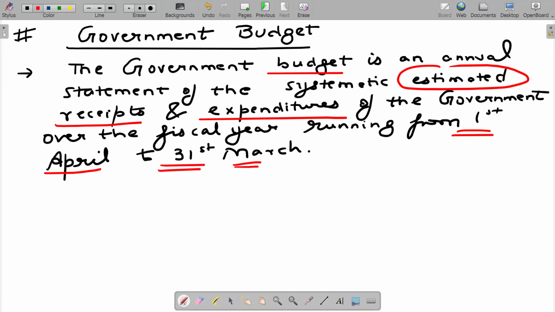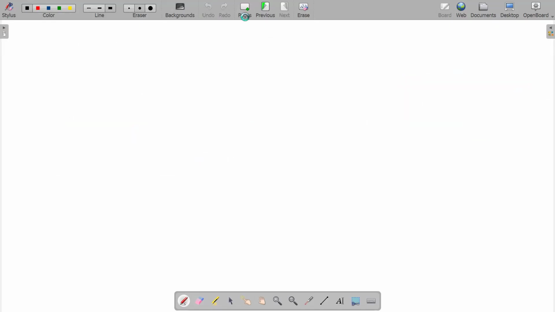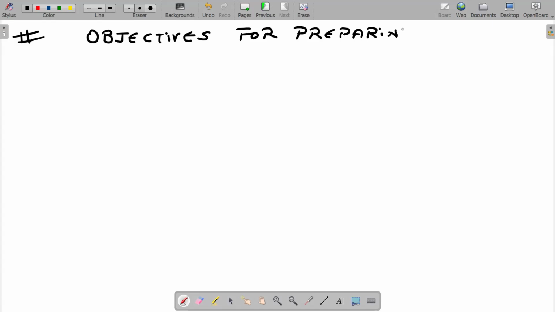Now let us understand what are the objectives of preparing a budget. When the government is preparing a budget, what are the reasons for the same? So moving to the next page, I can always come back to previous pages. Let's look at objectives for preparing a budget.